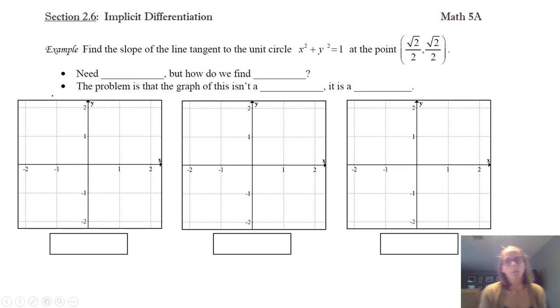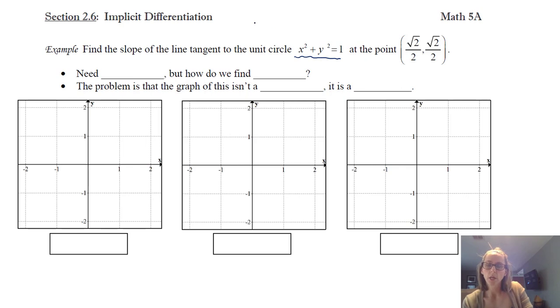Okay, so I'm going to talk about implicit differentiation, and this allows us to take derivatives without having to solve something for y, especially when solving something for y might be virtually impossible with the methods that we have. So let's take a look at an example of why this is so important and why we need to have this idea. So we have a question: find the slope of the line tangent to the unit circle at a certain point.